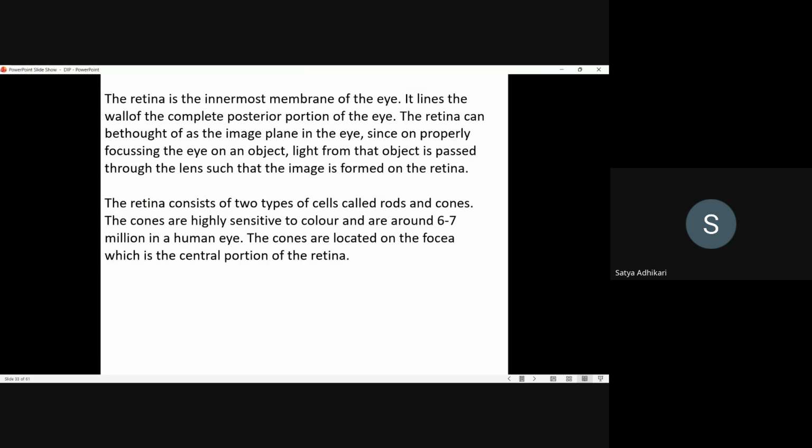The retina consists of two types of cells called rods and cones. The cones are highly sensitive to color and number around 6 to 7 million in the human eye. Okay, so you see that is 6 to 7 million. The cones are located on the fovea, which is the center portion of the retina. So there are two types of cells inside the retina: one is rods and the other is cones.